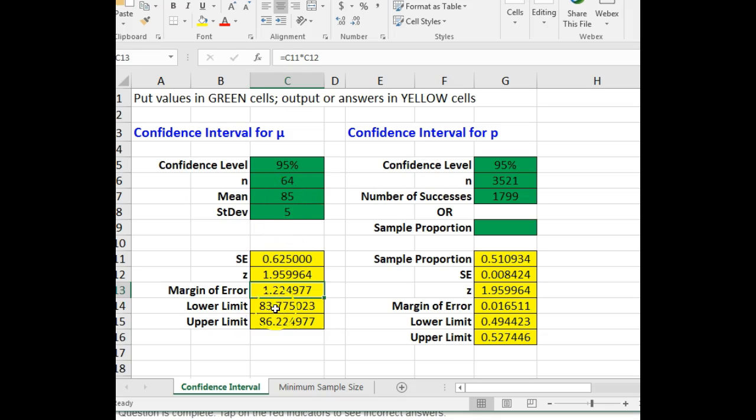And that range of numbers, anything in between these values, that is where we are confident the population mean is somewhere in between there. We don't know what number it is precisely, but we're 95% confident that it's somewhere in between those values.